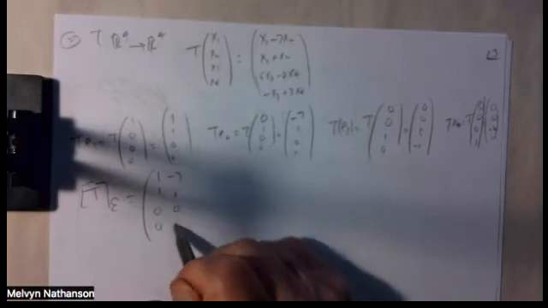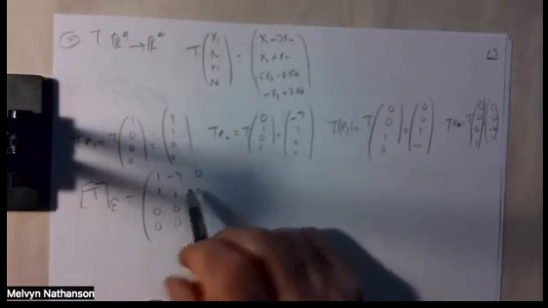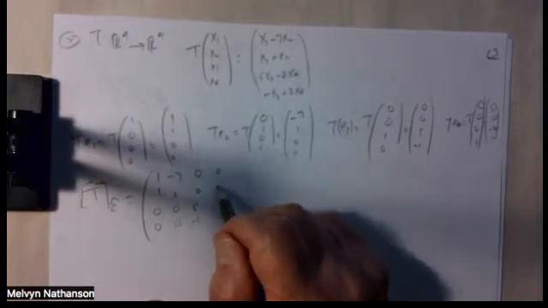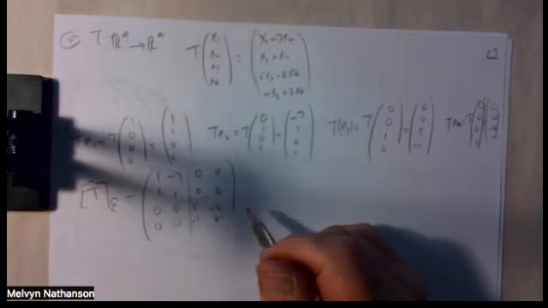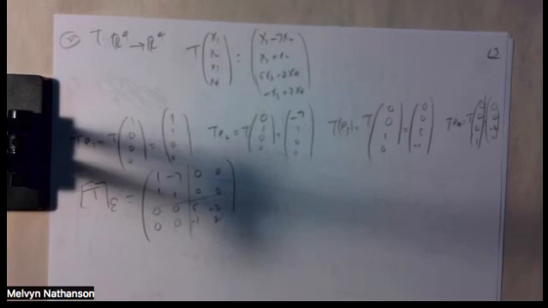So the matrix for T with respect to the standard basis is 1, 1, 0, 0, minus 7, 1, 0, 0, 0, 0, 5, minus 1, and 0, 0, minus 2, 2. Kind of a block that looks like that. That's the matrix.